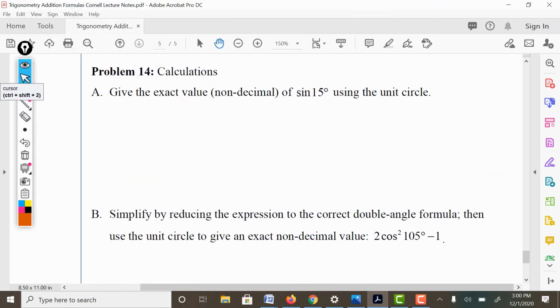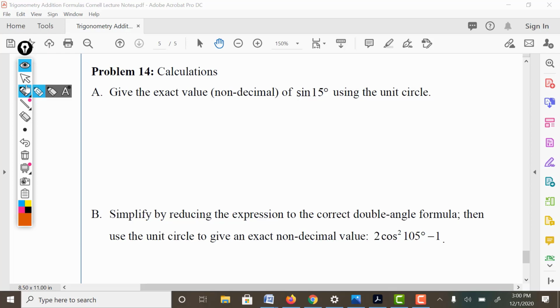Wow. Problem 14. This gets fascinating. Give the exact value of sine 15 without using the unit circle. So there's no decimals, there's no calculators, this is exact. Recall that the unit circle has 0, 30, 45, 60, 90, etc. We have a few new formulas, right? We have double angle formulas, and then we have the sum and difference formulas.